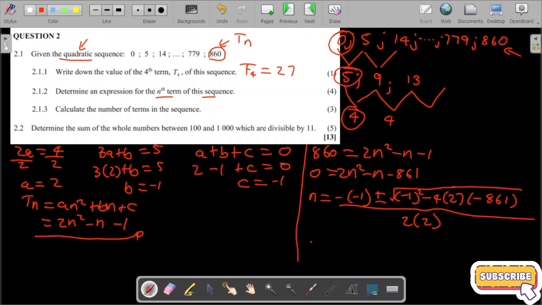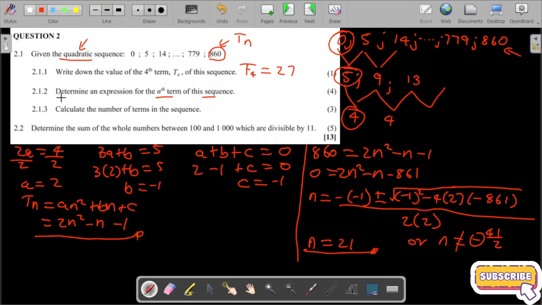And then my first n is going to be 21, and my other n is going to be negative 41 over 2. First thing, n can't be negative and also can't be a fraction. So my number of terms in this sequence is 21 terms. I hope we are on a good page from the first part of this question.